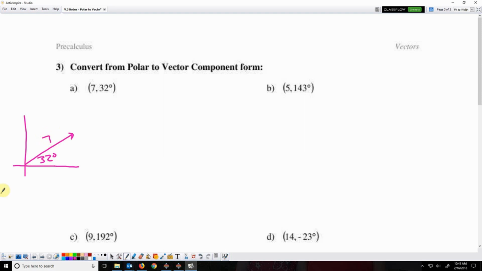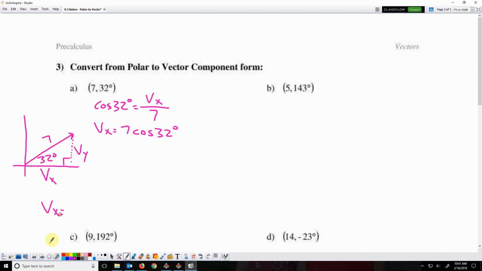Component form, I need to find the x and y components. So I'm going to turn that into a right triangle. Here's the vector's x component, and here is the vector's y component. And I can use trigonometry to find those components. So there's my right angle. If I'm looking for the x component, I've got the adjacent leg, and 7 is the hypotenuse, so I'm going to use cosine. Cosine 32 degrees equals the adjacent, which is the vector's x component, over the hypotenuse 7. Okay, so I can cross multiply, so I get the vector's x component is 7 times cosine 32.